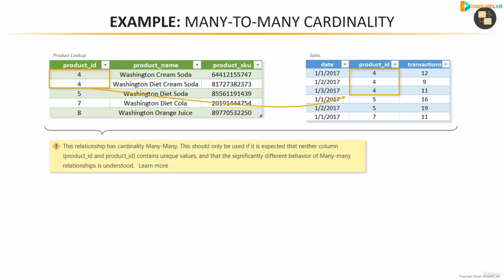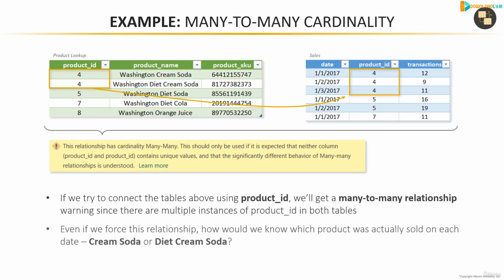So if we tried to connect these two tables using that product ID field, we'd get an error message that says, hey, this is a many-to-many cardinality. This is no good because there are multiple instances of product IDs in both tables. I want you to pause for a minute, step back, and think about why this relationship doesn't make any sense. Even if we could force this relationship to happen inside of Power BI, how would we know which product was actually sold on each date?